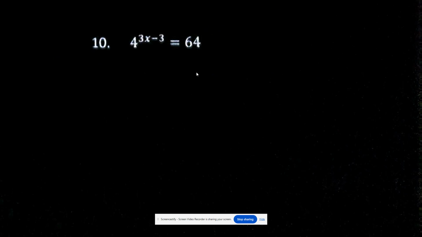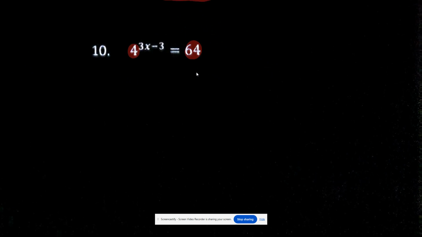Again, look at my bases. I've got a base of 4 and I've got a base of 64. I'm going to try to see if I can make 64 a base of 4. So I'm going to do 4 times 4. What's that, y'all? 16. Times 4, 64. There it is. So I can change 64 to be 4 cubed.